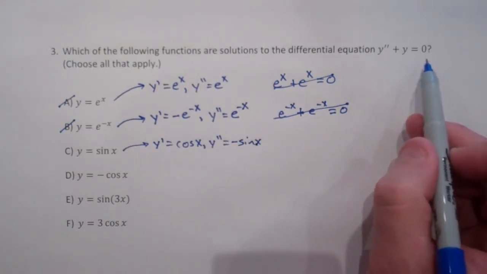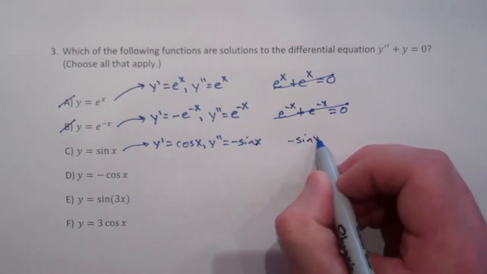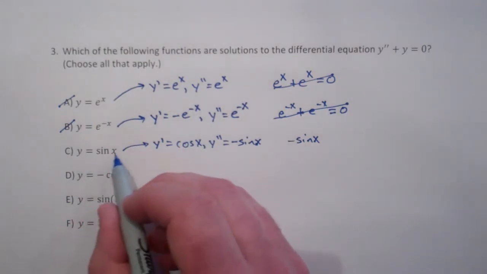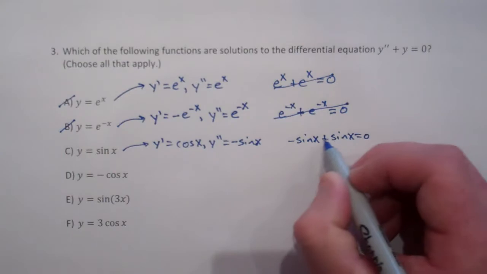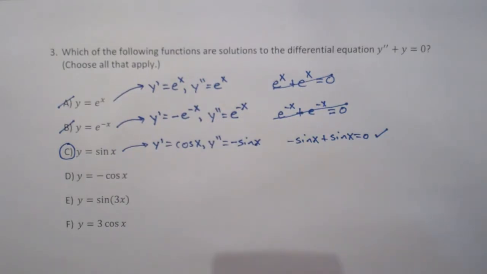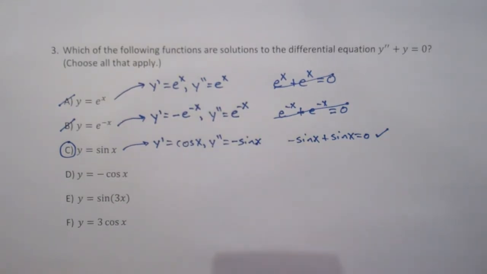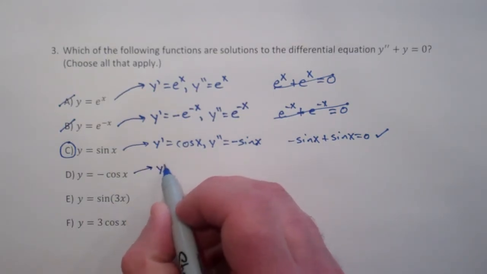And we go back to our differential equation. The second derivative is negative sine of x. The original y is the sine of x, so I'll put plus sine of x. And that is actually equal to 0. So this is one of our answers. Remember that the question does say choose all that apply, so it might be one of the other ones as well. We'll just go right down the line here.